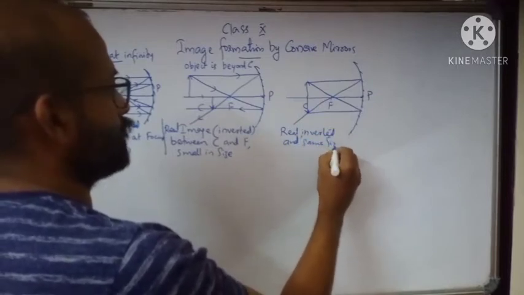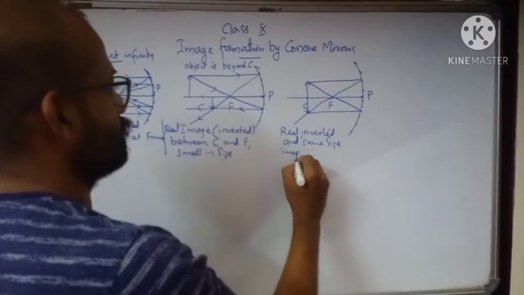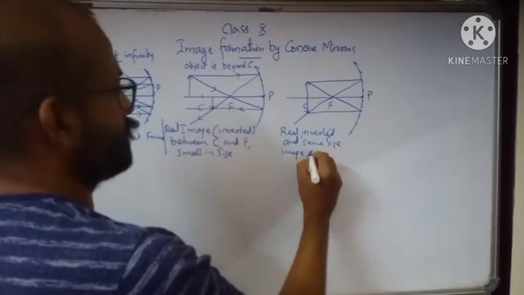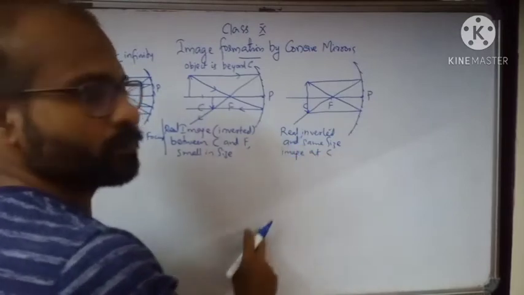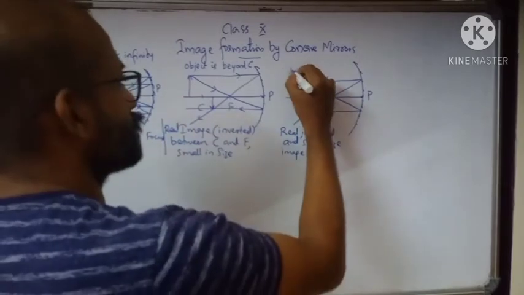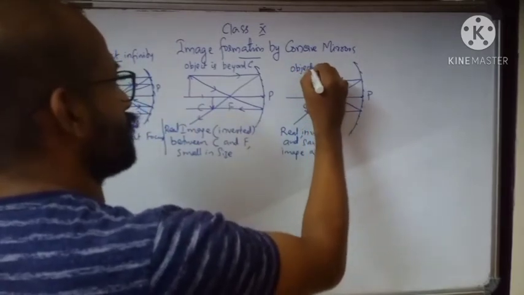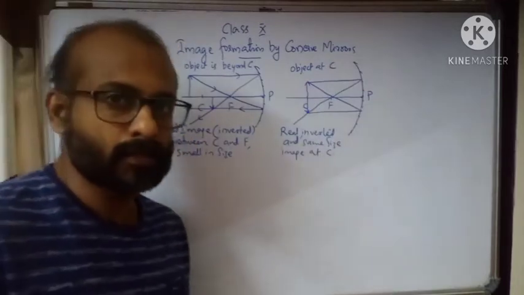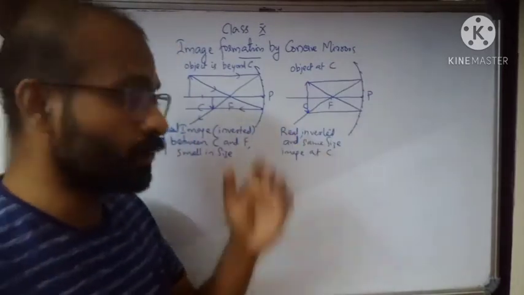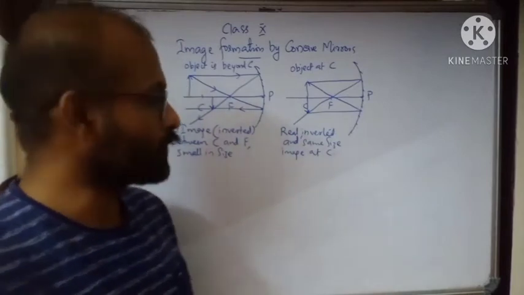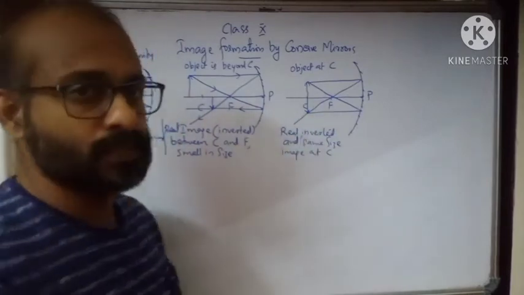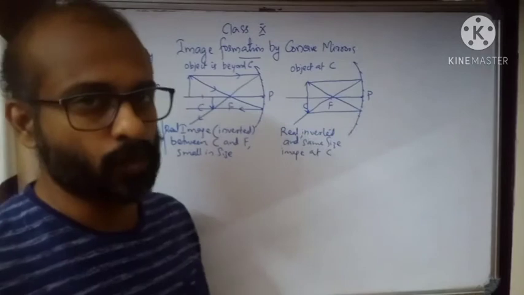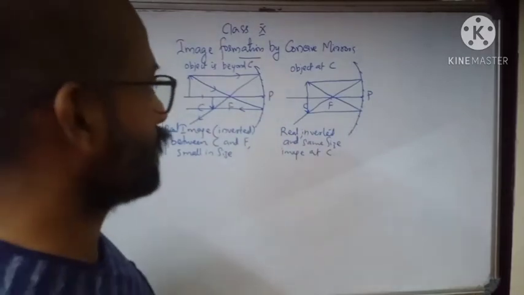And same size image at center of curvature. That's the position. What's the position of object? Object is also at C. Object at C, image also at C. We are getting a real image. Real image means inverted. So always real image will be inverted, real inverted image, but same size, same position as that of the object. Okay. Now we'll see the next one.